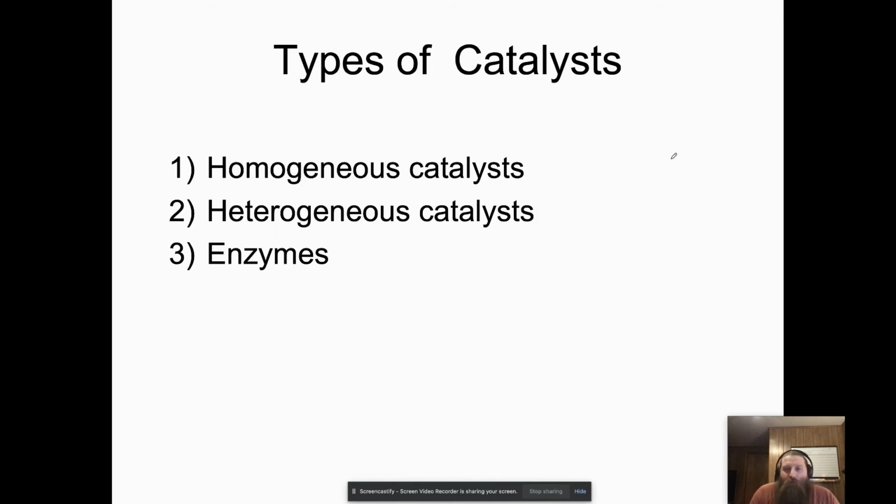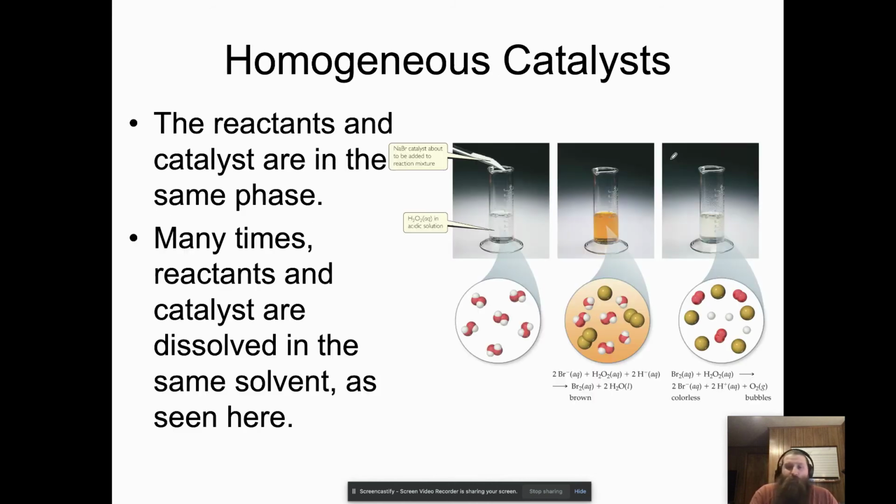Now, there's three types of catalysts. There's homogeneous catalysts, heterogeneous catalysts, and there are enzymes.